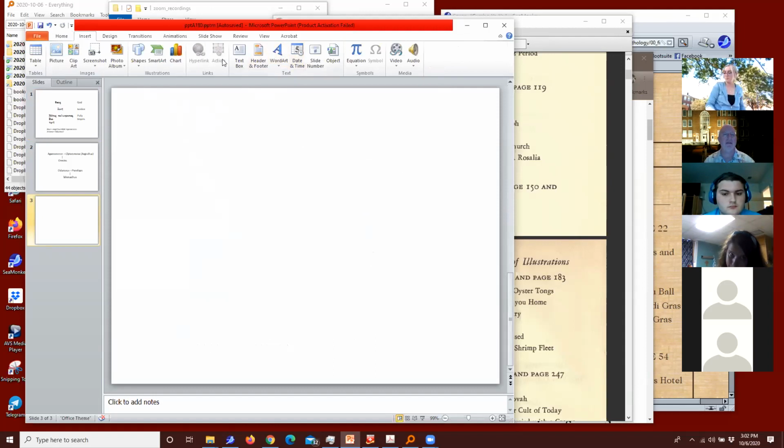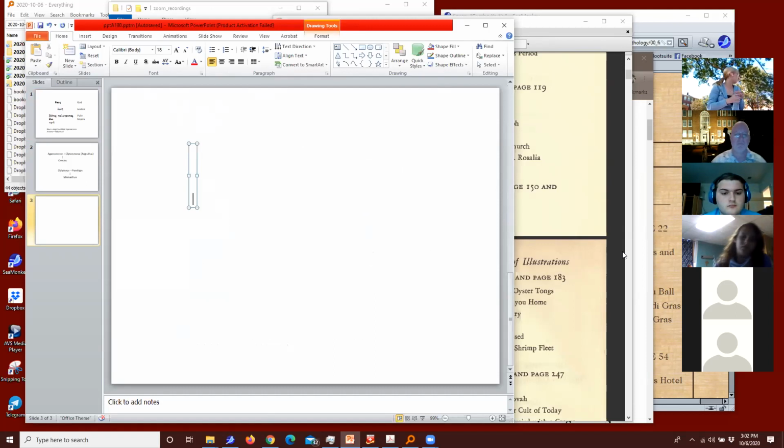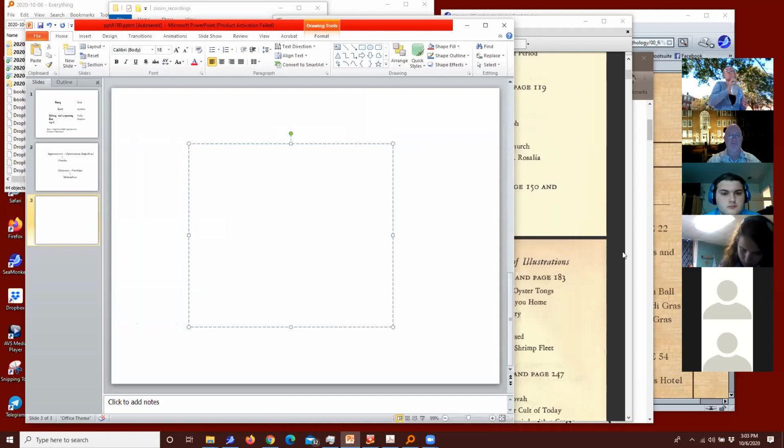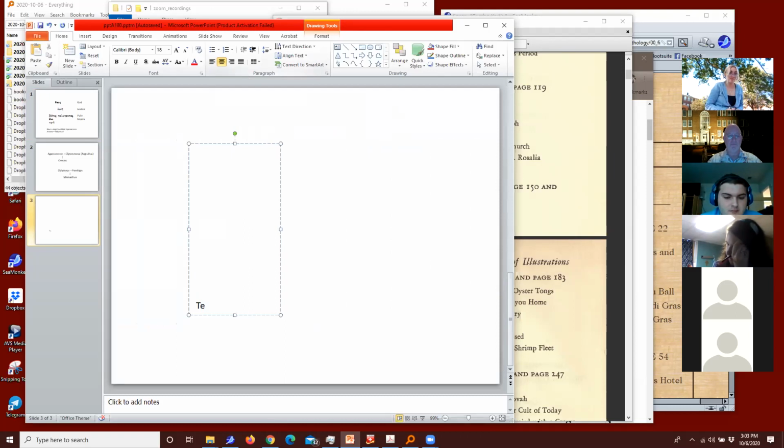Okay, let's do the family. We need a text box. Oh, hello. Let's do center. So the son is Telemachus. Why isn't that centering? The father and mother. This is so much easier on the board.